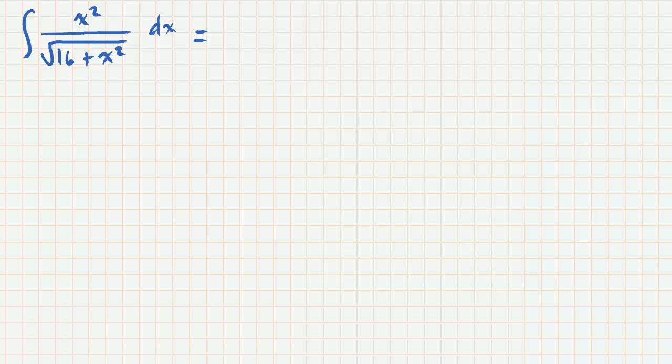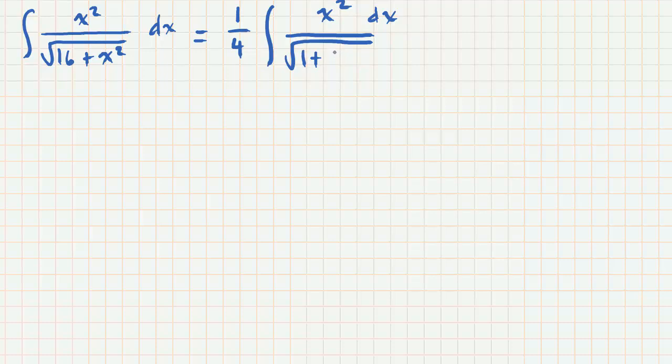Okay, let's do a trig substitution here. In the denominator, I will factor out a 16, and as it comes through the square root, it becomes a 4 in the denominator. This leaves us with the square root of 1 plus x squared over 16, which I will write as x divided by 4 squared. And we can now do our trig sub.